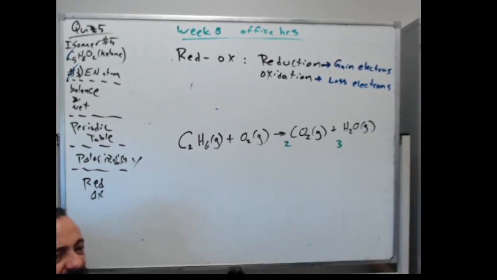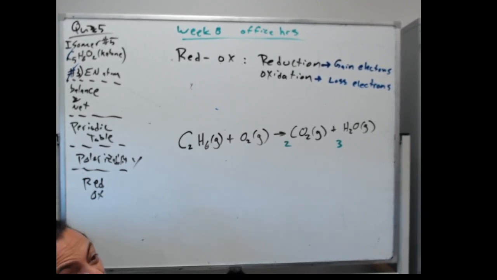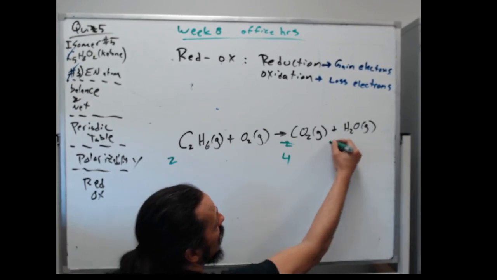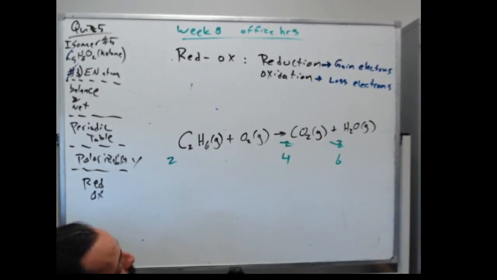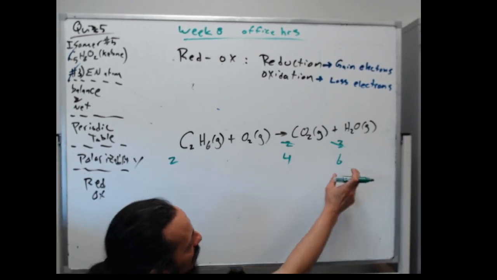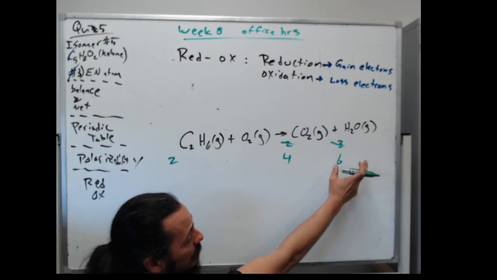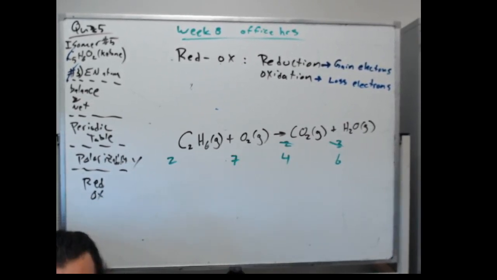5, 6, 7 oxygens. Does anyone see the problem here? It's odd when I've got an even number over here. It's never going to work if I do it this way. So I'm going to double everything. I'm going to make this 2. I'm going to make this 4. I'm going to make this 6. Now over here I've got 4. 4 times 2 is 8 plus 6, 14. 7 there would balance it.